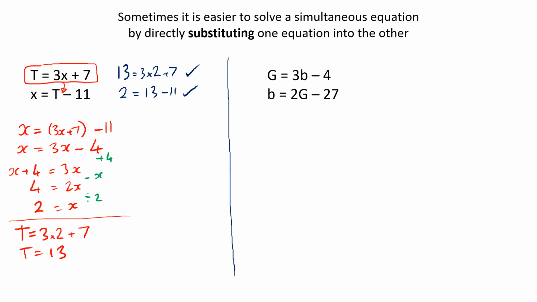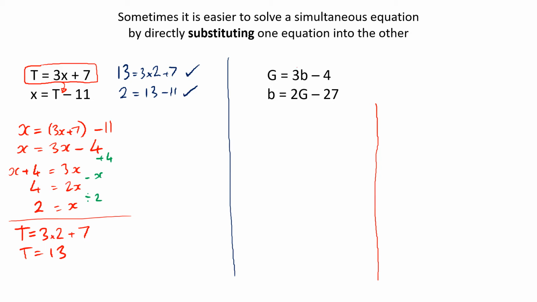So what would we do with this second one? We could actually do a couple of things here. We've got an expression for b. So one option would be to put this in place of b. And the other option would be to put this in place of g. So let's actually do both of those and just show that they will give you the same sort of idea.